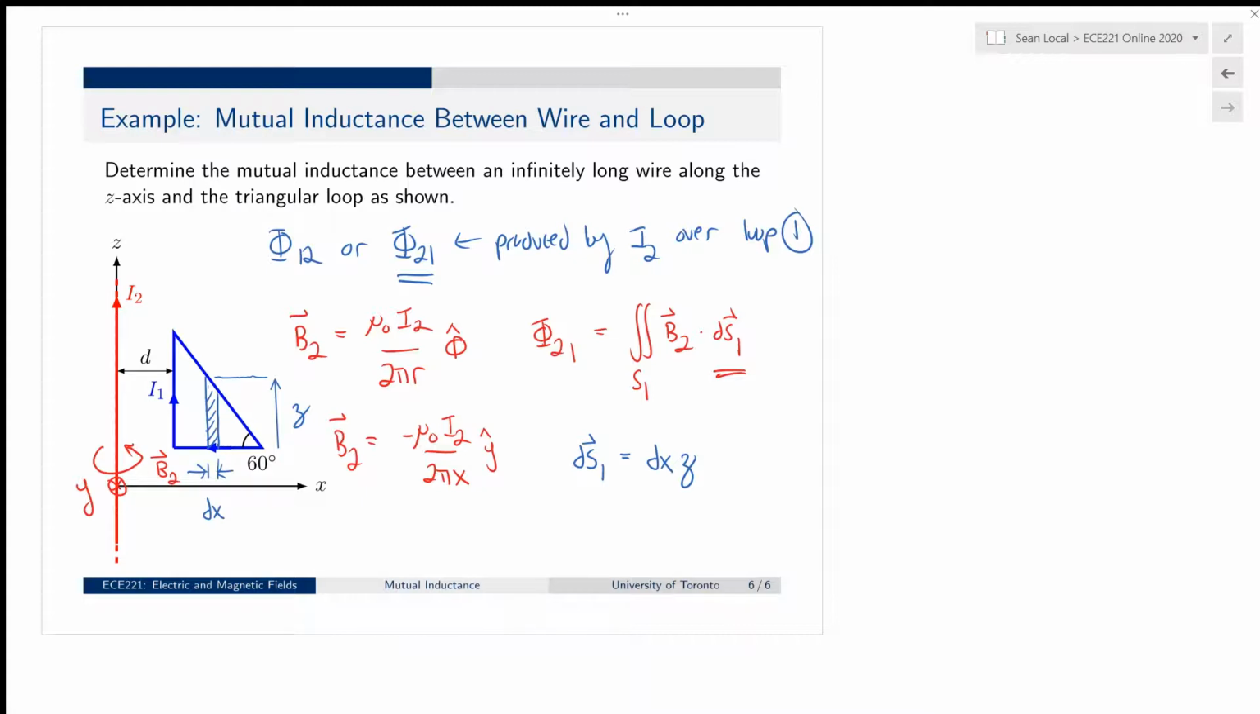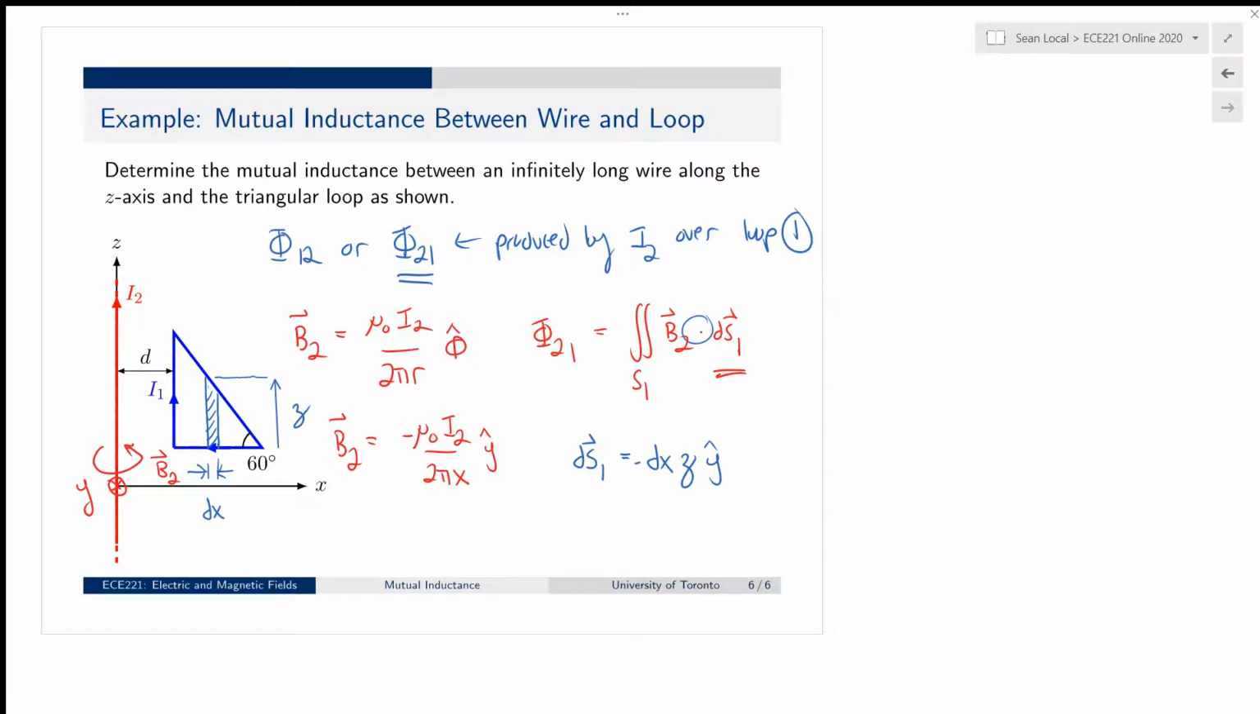Now we need to attach a unit vector to this, and the unit vector of this differential area element is going to point in the minus y direction as well. So we will put the y hat direction and put a minus sign here. So it's parallel with the B field, which is what we want because we want to eliminate that dot product that we see appearing in this expression for phi 2,1.